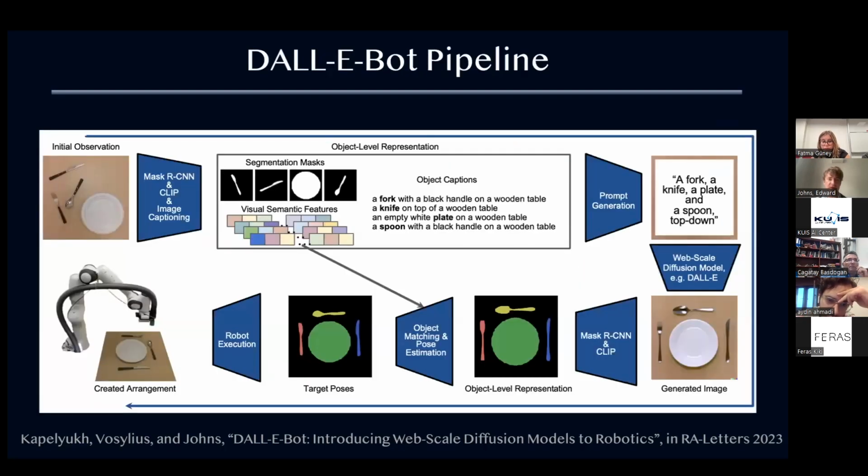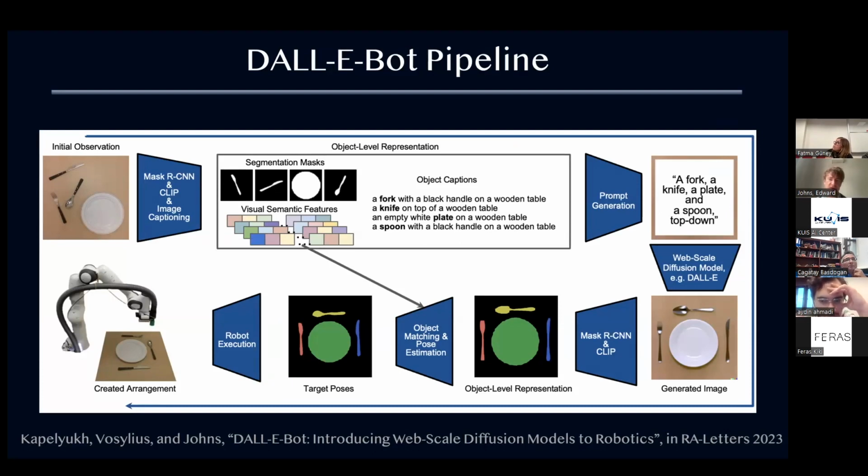Here's the actual pipeline. Starting from the top left, the robot takes in an observation of the scene and then detects the objects and creates masks. Then for each of those masks, it uses GPT, a visual language model, to caption that and extract the noun, the name of the object. Then we generate a prompt. This prompt is: a fork, a knife, a plate, and a spoon, top down.